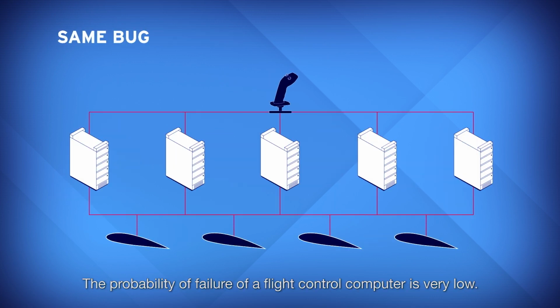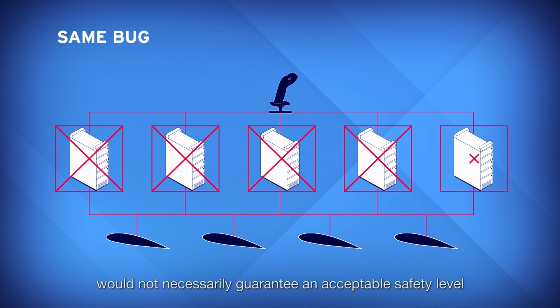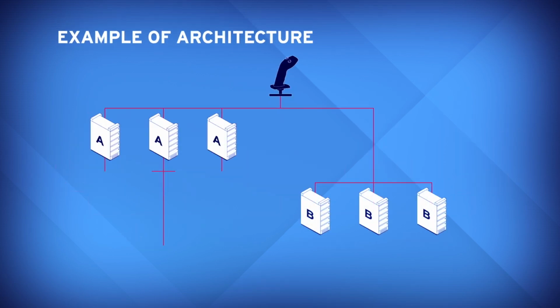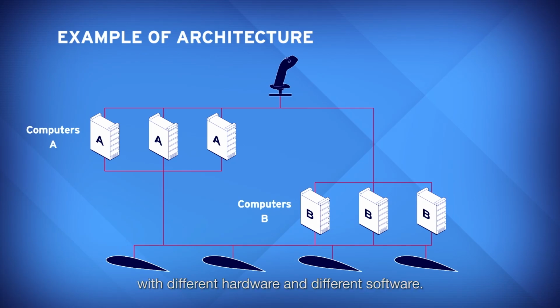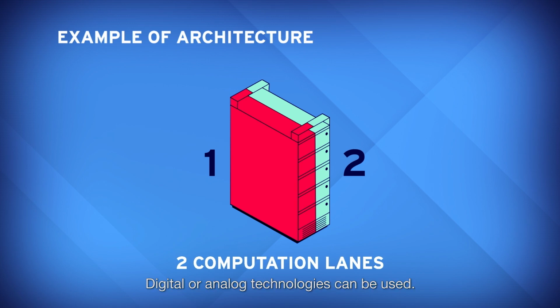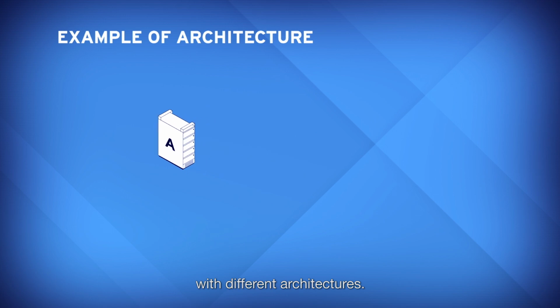The probability of failure of a flight control computer is very low. However, just having a high number of identical computers would not necessarily guarantee an acceptable safety level, as the same bug could affect all computers. For this reason, different types of computers need to be installed, with different hardware and different software. Each computer usually includes 2 computation lanes, with different software. Digital or analog technologies can be used. This is the general principle of dissimilarity implemented by the manufacturers with different architectures.